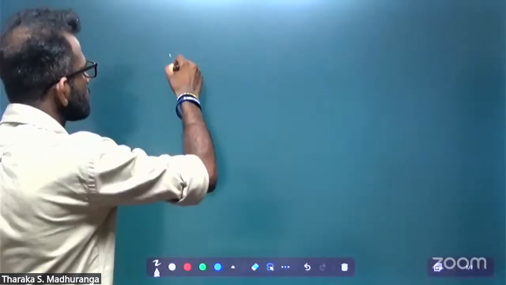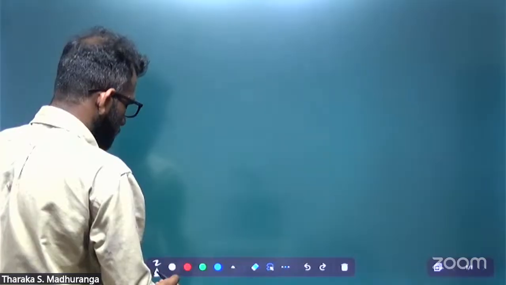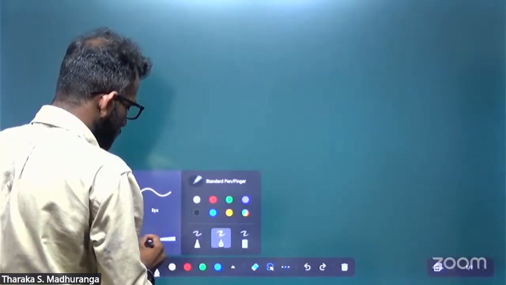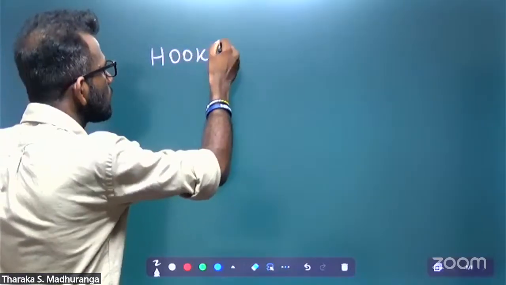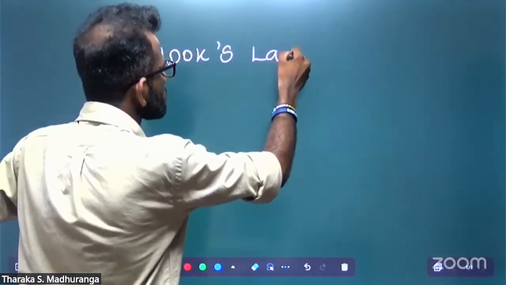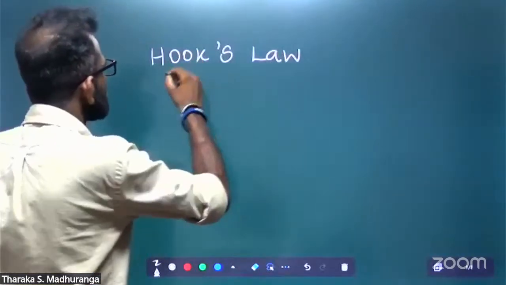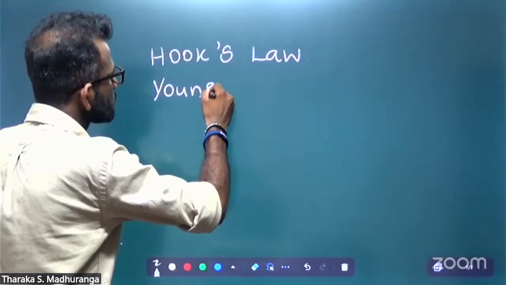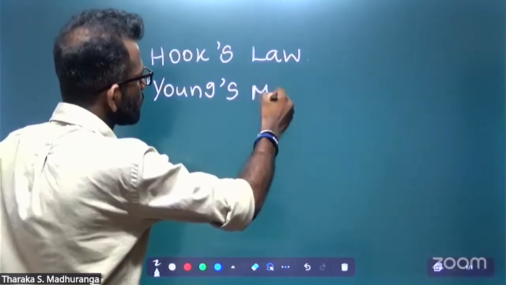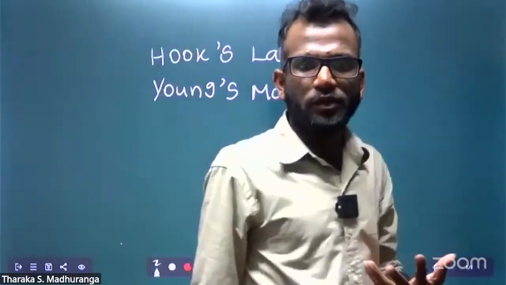The first one is Hooke's law, spelled H-double-O-K-E. And the next one is Young's modulus. They are the theorems we need to discuss under this lesson.